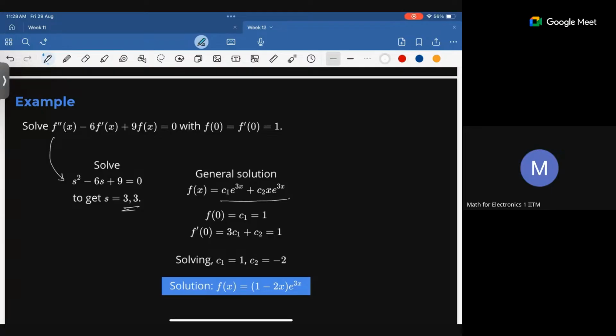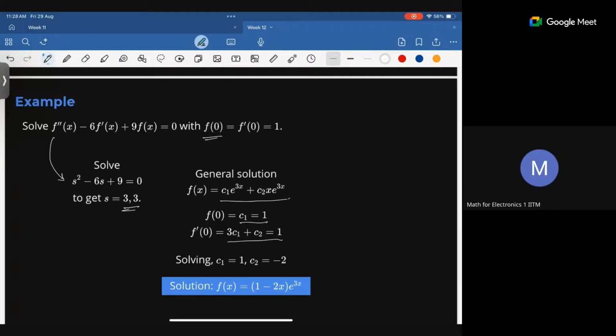And the general solution will be a linear combination of these two. And now what I have to do? I have to substitute x equals 0, and take the derivative and substitute x equals 0. And you will get two equations. You solve those two equations for C1 and C2. And once you get C1 and C2, just substitute them. And that will be the final solution.